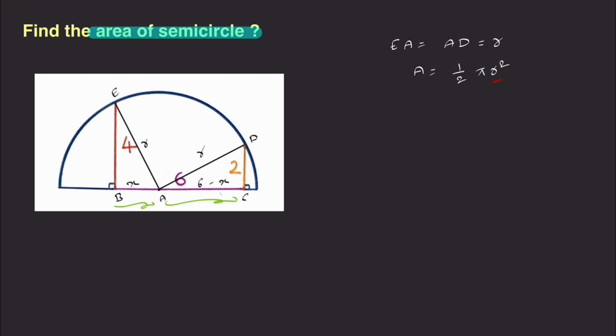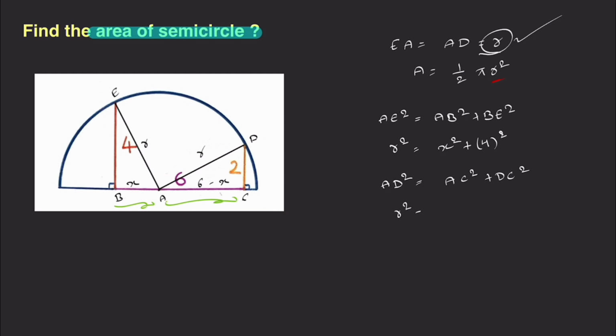From the Pythagoras theorem, I am writing AE square is equal to AB square plus BE square. Previously we assumed AE as R, so R square is equal to, we assumed AB as x, so x square plus BE is 4 units, this is 4 square. Now I am writing the same equation for AD square using the Pythagoras theorem: AC square plus DC square. We assumed AD as R, so R square is equal to AC, which is 6 minus x, whole square, plus DC square, which is 2 units, so 2 square.